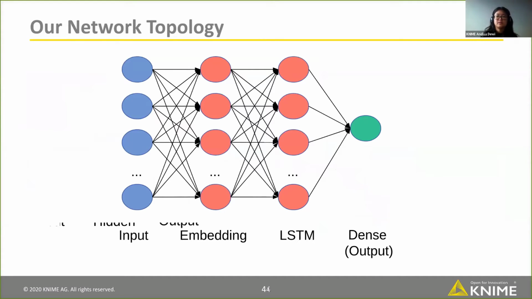Again, we have 4 layers: the input layer, and then 2 hidden layers, the embedding layer and the LSTM layer. And at the end, we have our output layer, which is the dense layer. And in the next slides, I will explain each of the layers in more detail.